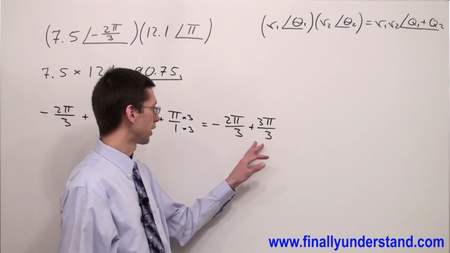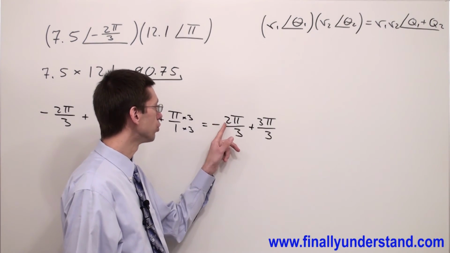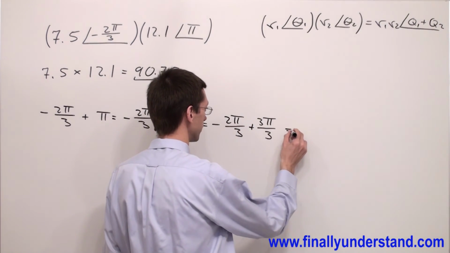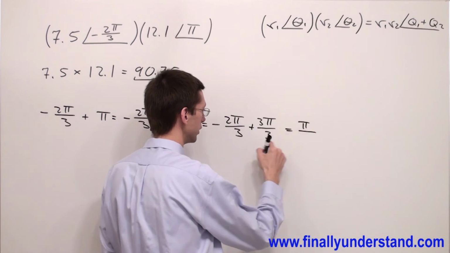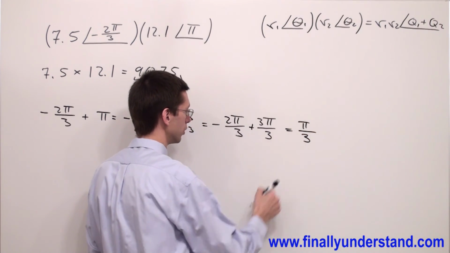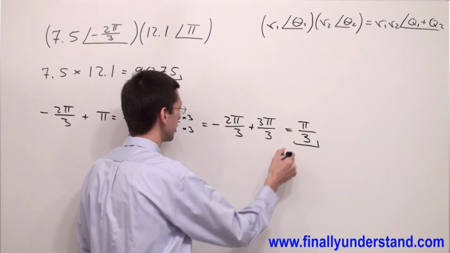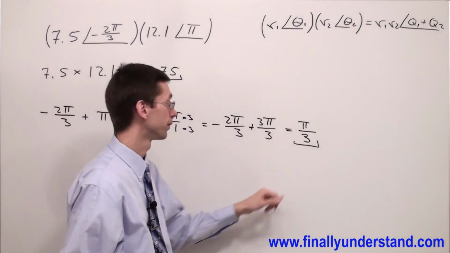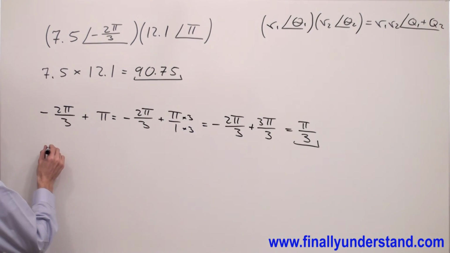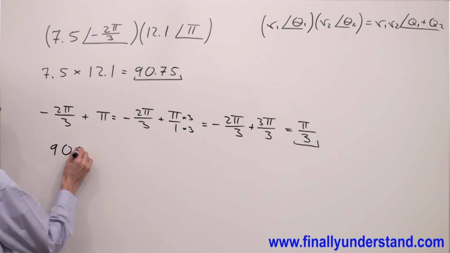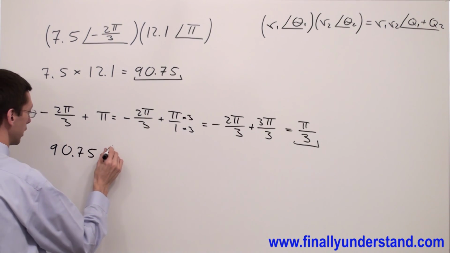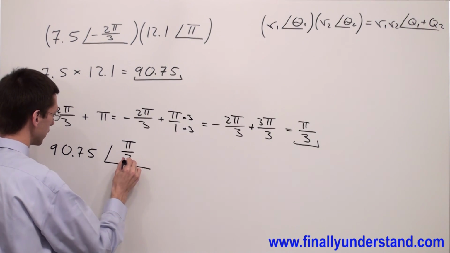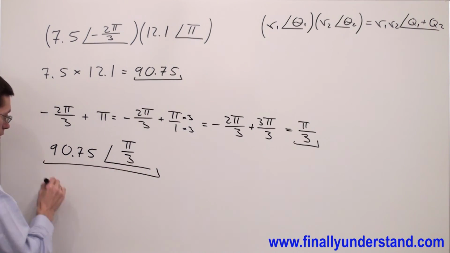Now I can add these two fractions. So I have negative 2 pi plus 3 pi, which is equal to pi. And I'm supposed to keep the denominator, pi over 3. This is my angle. I have magnitude and I have angle. So I can say that 90.75 and an angle of pi over 3 radians is the solution to my problem.